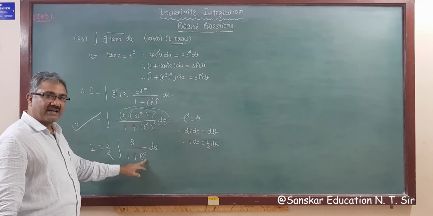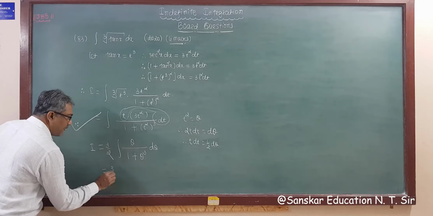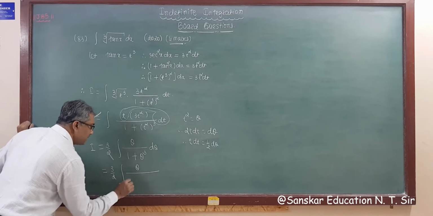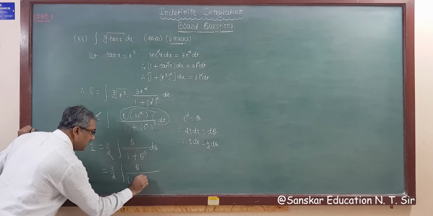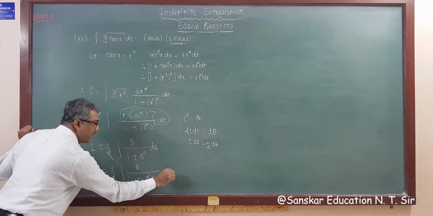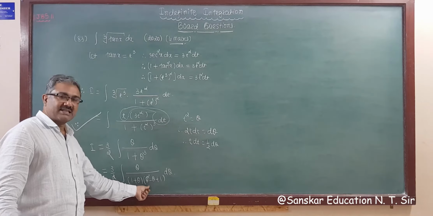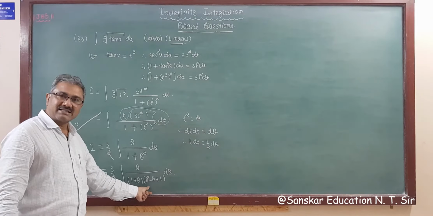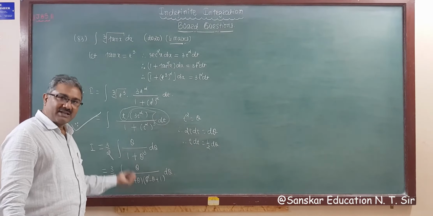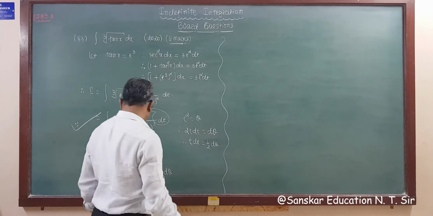Theta upon 1 plus theta cube, right? So solving this example, what we get, 3 by 2 integration, this is theta, this is a cube plus b cube, that is 1 plus theta into theta square minus theta plus 1 d theta, right? So this is linear, this is quadratic, so applying partial fraction method, right?